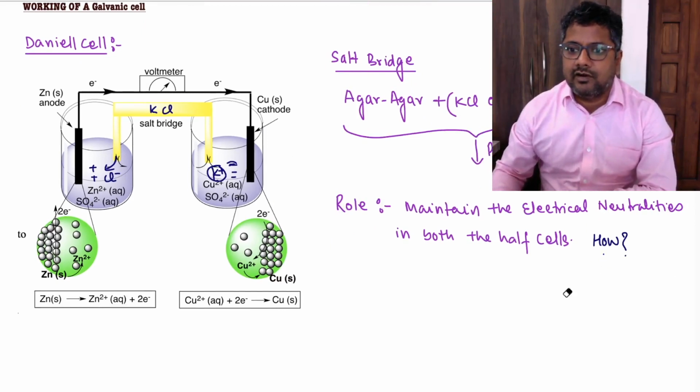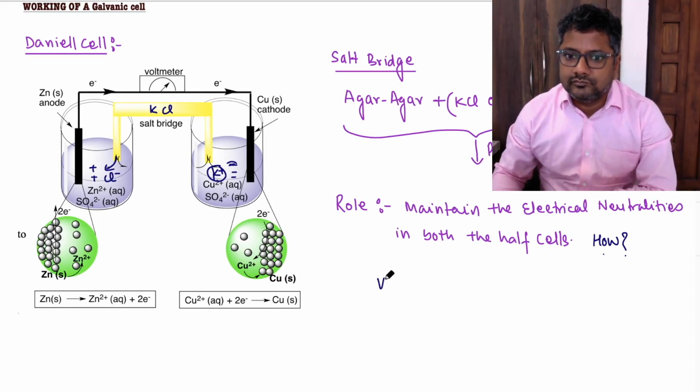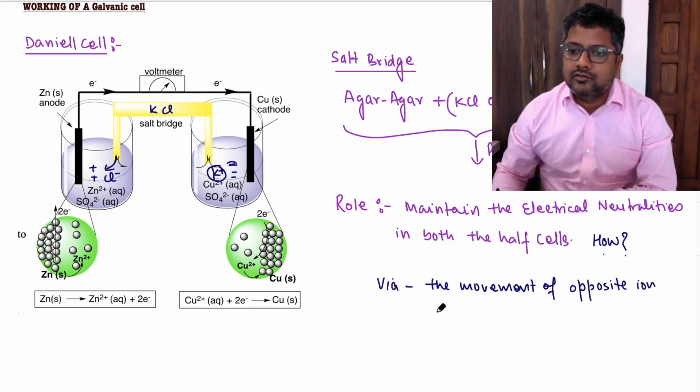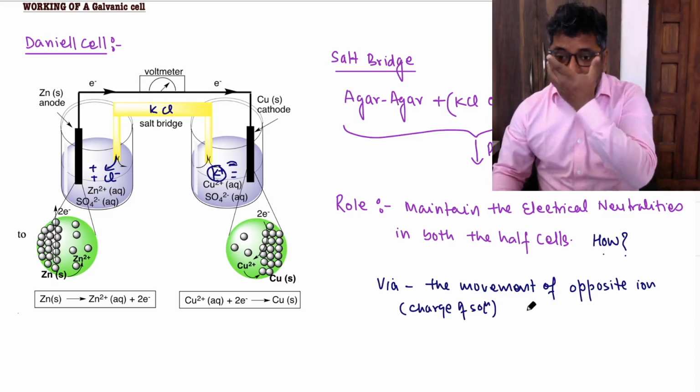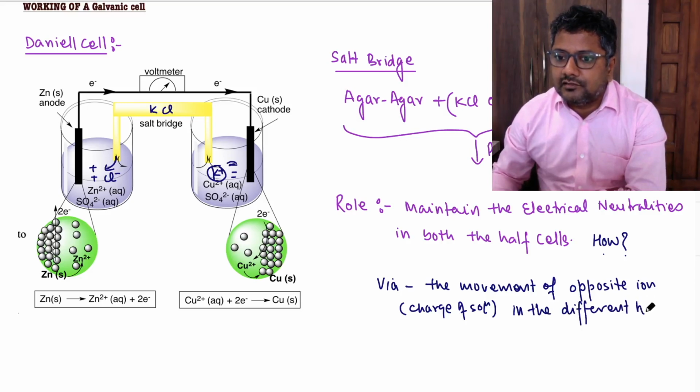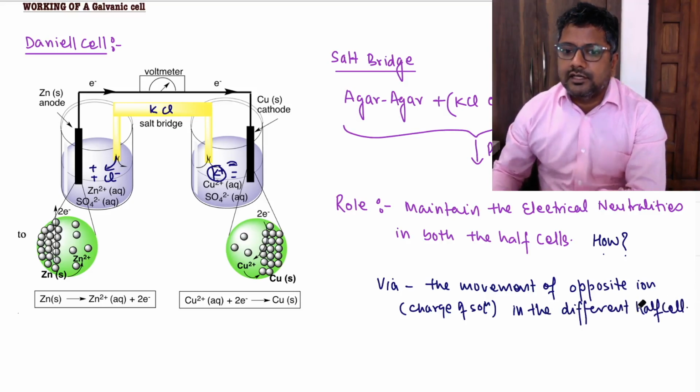So you can write it via the movement of opposite ions, opposite with respect to the charge of the solution, opposite ions in the different half cells, right?